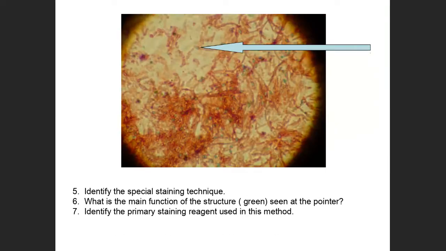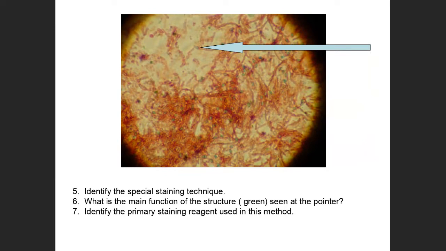So here again, you're looking at green and red. So if you're looking at green and red and are following the rules, then you immediately know that this is an endospore stain, right? So identify the special staining technique. It's an endospore stain. What is the main function of the structure that's green seen at the pointer? And that's survival, right? And identify the primary staining reagent, right? Primary is what comes first, and so that would be malachite green, right?